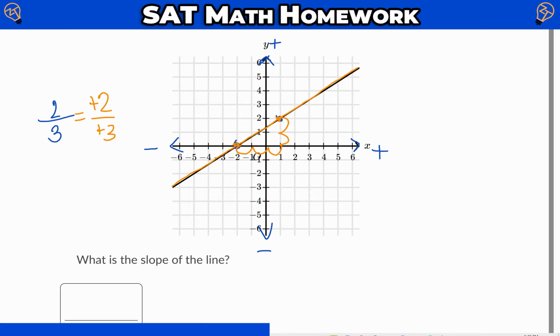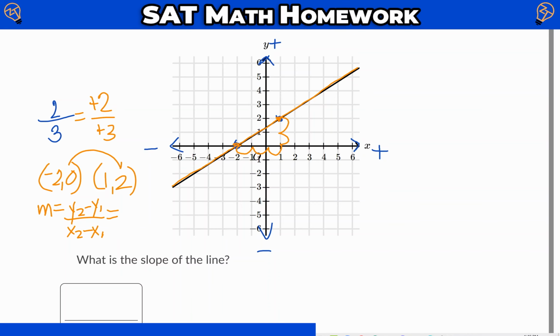Now, if instead you preferred to do it by formula, so we still have those same points, -2, 0 and 1, 2, we're going to go ahead and do slope is y2 minus y1 over x2 minus x1. And it doesn't matter whether you do 0 minus 2 or 2 minus 0, you just got to be consistent. So if I choose 2 minus 0, starting with this y, then in the denominator, I have to start with this x. So 1 minus -2, in other words, 1 plus 2, and I still get 2 over 3.